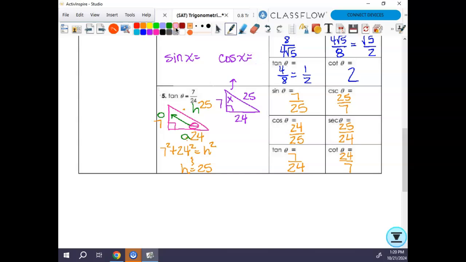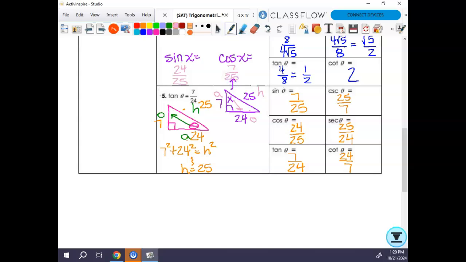So if you look at this, my purple triangle compared to my pink triangle, the numbers are in the same spot. Theta was down here, but I'm asking about the other angle, okay? So this is still the hypotenuse, but now this is the opposite and this is the adjacent. Do you see how opposite and adjacent just switch places? That's all that happened. And so then when I put the sine of X, opposite over hypotenuse, that's going to be 24 over 25. And cosine is going to be 7 over 25.